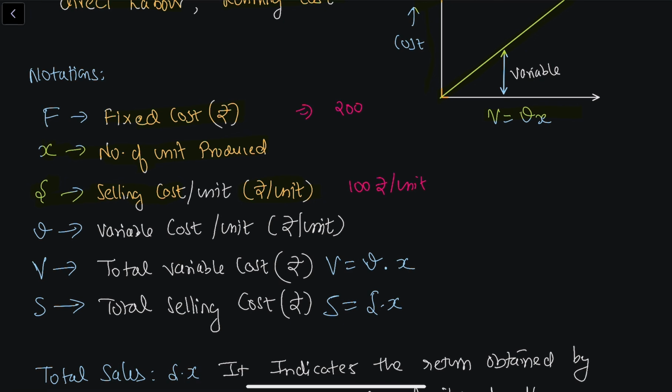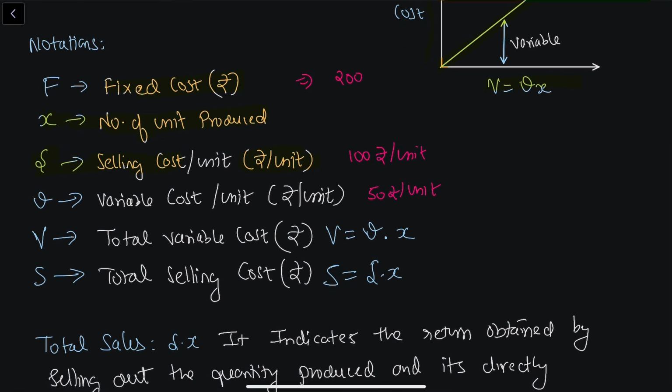Now we have a variable cost. Let's suppose I have 50 rupees per unit. Variable cost is whatever cost is associated with producing each unit in the total cost. And total variable cost will be nothing but your variable cost per unit into the number of units. So let's suppose I am making 1000 units, right? So my total variable cost will be 50 rupees into 1000. That will be 50,000, my total variable cost.